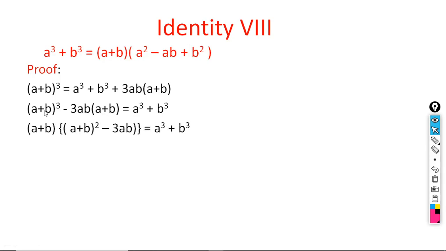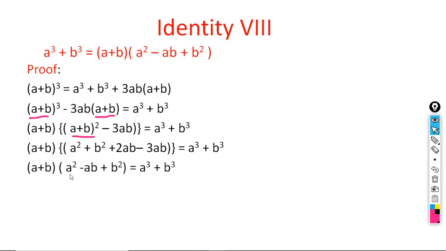And in the next step, a plus b will be taken common from these two terms. So we are left with a plus b, and in the bracket we are left with a plus b whole square minus 3 times ab. In the next step, when we expand the bracket, a square plus b square plus 2ab minus 3ab, and finally we get a plus b into a square minus ab plus b square, which is equal to a cube plus b cube. So this is the proof of this identity.